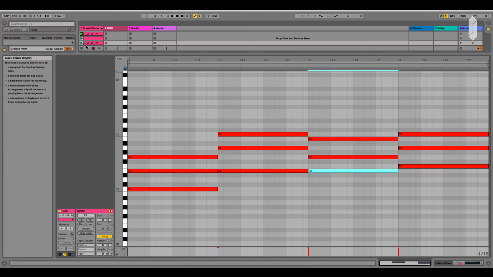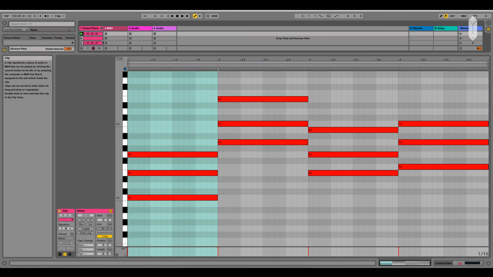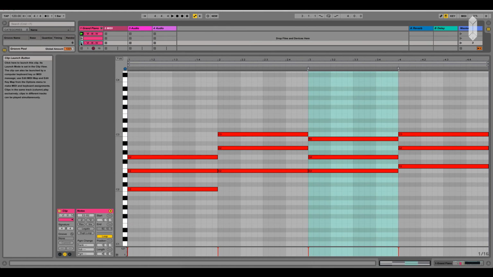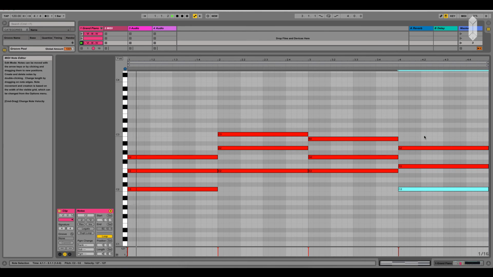So this is the adjusted one that has the actual inversion. So I should probably play the original first. Cool. And then we'll go to this one. Let's try inverting this one.